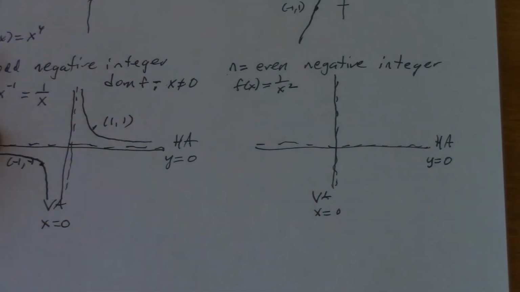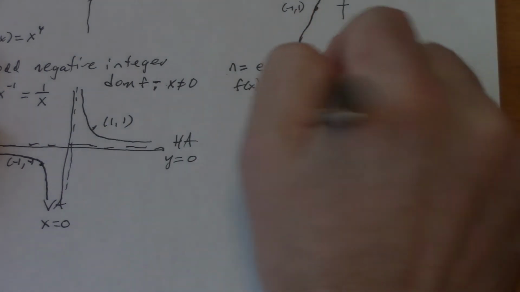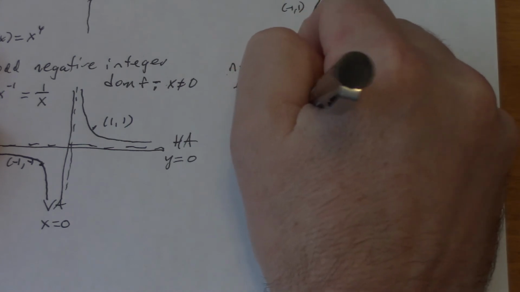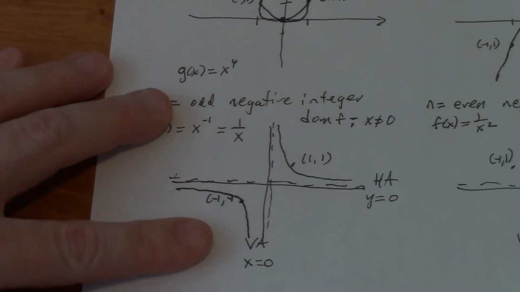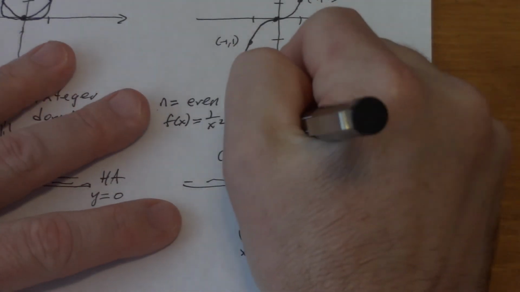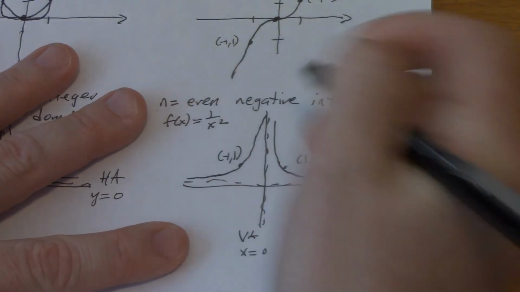All right. If you plug 1 in, you get 1. If you plug negative 1 in, though, you get 1 as well. So it's kind of like the negative component of this graph gets flipped up. Okay? So filling in between the asymptotes, we get something that looks like that.